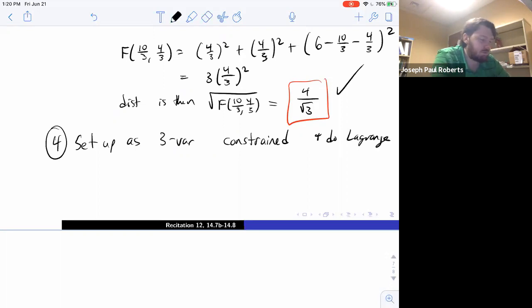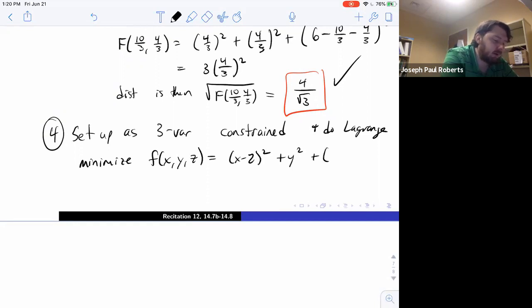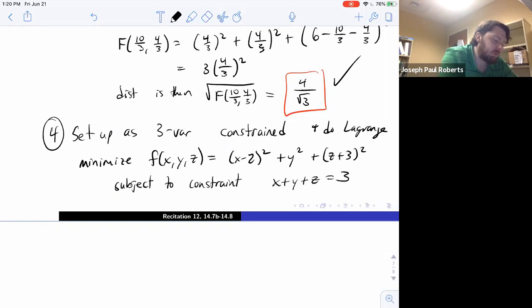So the way you would phrase this question would be minimize, we'll call it lowercase f. We're going to leave everything in terms of x, y, and z. We're not going to get rid of z. But then we're going to take care of the fact that we only want points on the plane by using that constraint. So subject to the constraint, x plus y plus z equals 3.